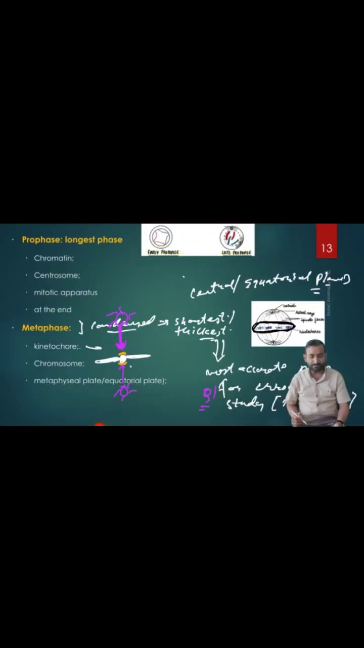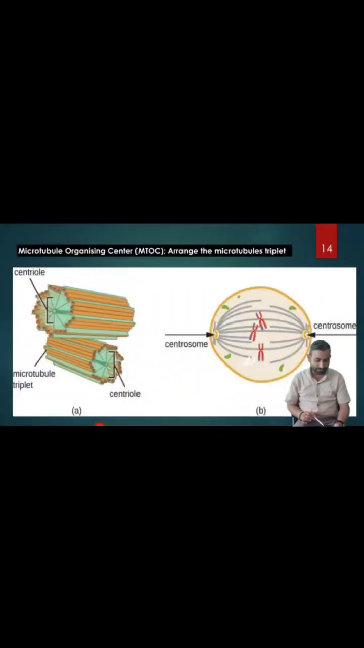That is called what? Equatorial plate formation or the metaphase plate formation. These are the events during the metaphase. Now you can see here, these are the microtubules. Microtubules have what? Triplets, 9 triplets, and we have what? 9 plus 2 arrangement, and you can see here, these are the spindle fibers. These spindle fibers attach and then they are pushing these chromosomes to the center, to the equatorial plane, right?